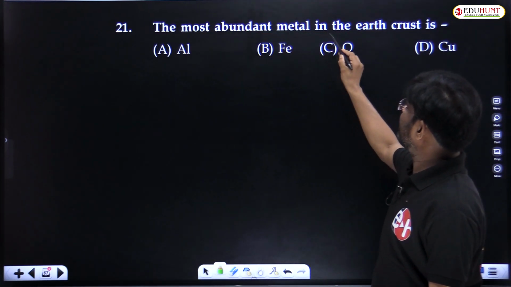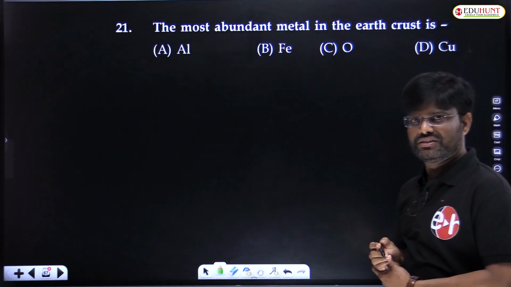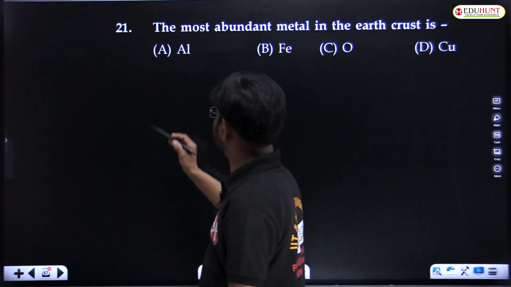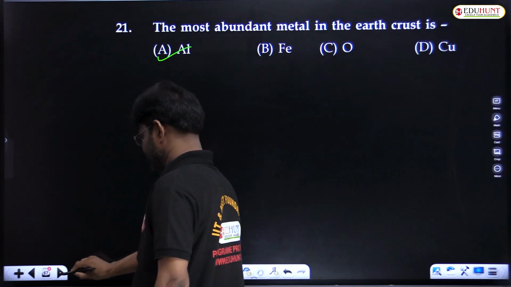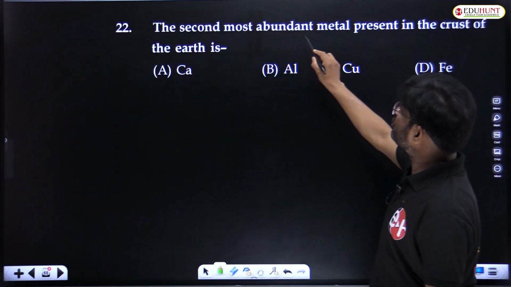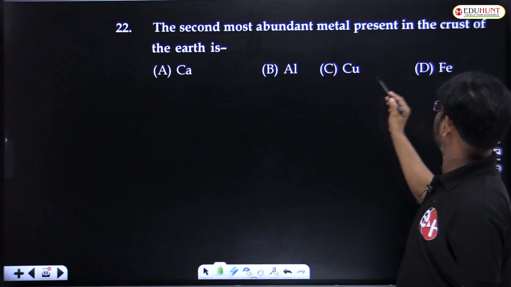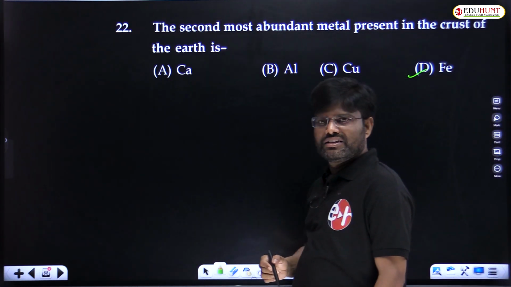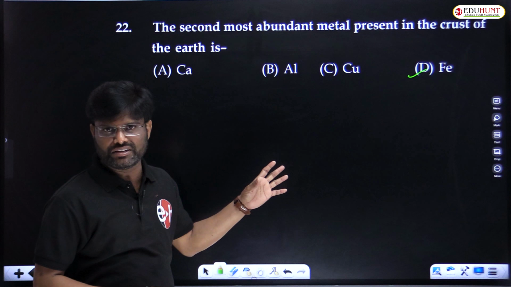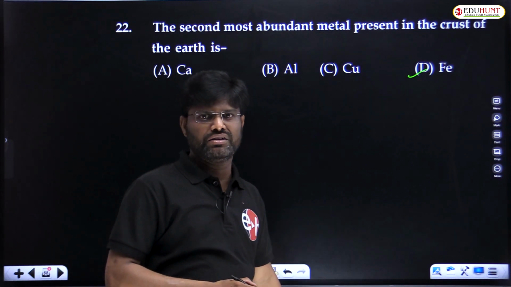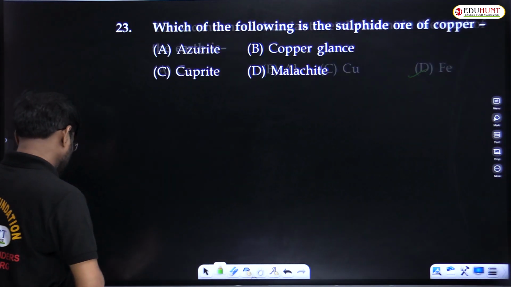The most abundant metal in the earth's crust. Most abundant metal. So answer is aluminum, A. Next, the second most abundant metal, that is iron. The answer is D. You should learn these answers by heart, you just have to remember. Let's go to the next question.